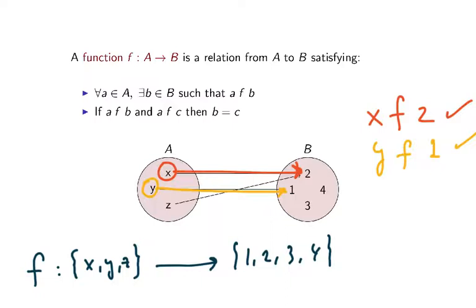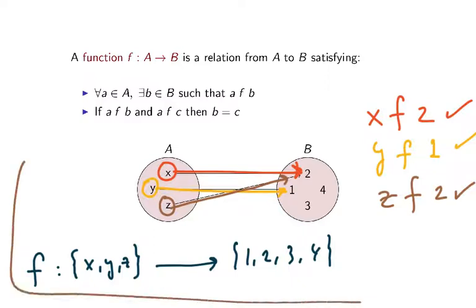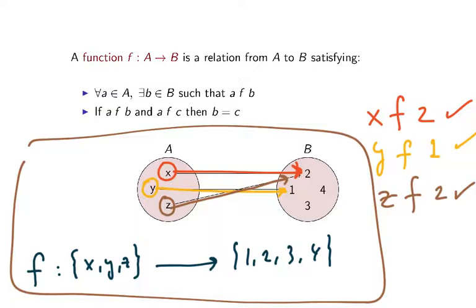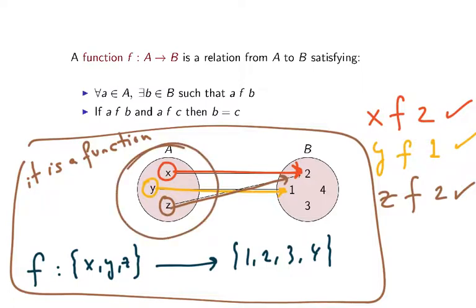And Z relates to 2, fine, only to 2, not to 2 and to 3. So because of that, this relation that we have here is a function, since it does satisfy the two properties. First, that all the elements here have some correspondence in the second set, and then that the output for each input, I mean the one that they relate to in the second set, is unique.